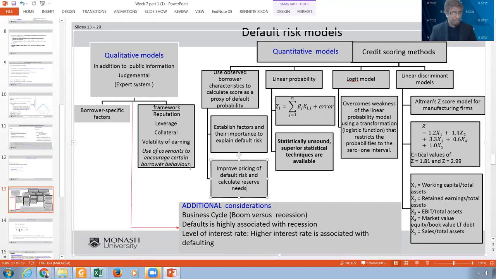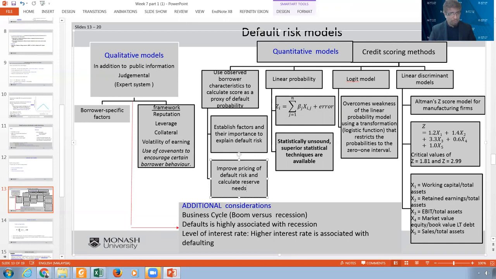For example, I can agree with the customer, and keep in the contract, that their leverage should not increase and should stay within a certain level, so they cannot take loans from other banks or issue other bonds in the markets that would increase their leverage. This is one of the conditions you can use from the qualitative part. These are the borrower-specific factors.